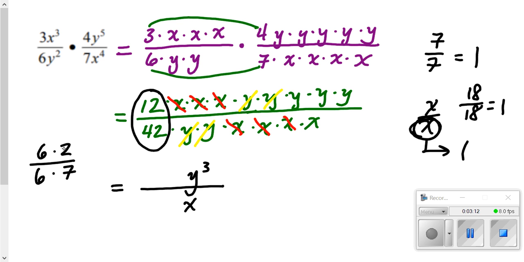12 is 6 times 2, and 42 is 6 times 7. So just like where those variables canceled, so too would these 6's cancel. And so I would be left with a 2 on the top and a 7 on the bottom as far as the numerical part.